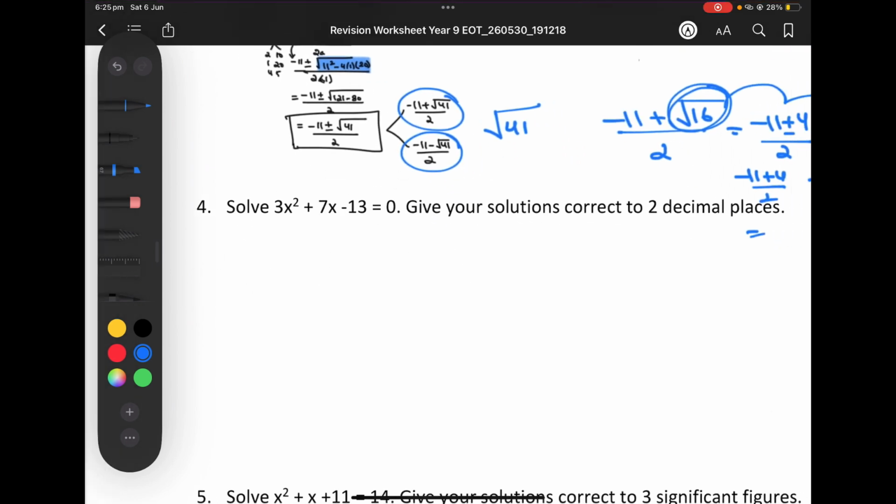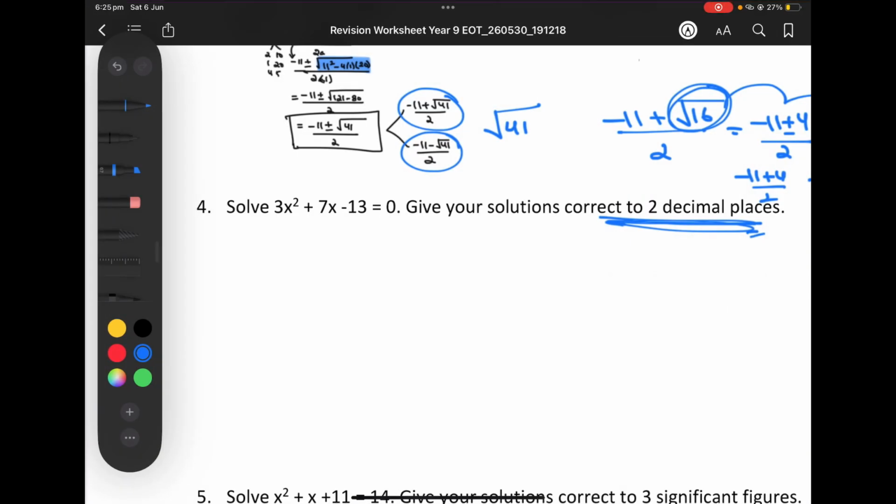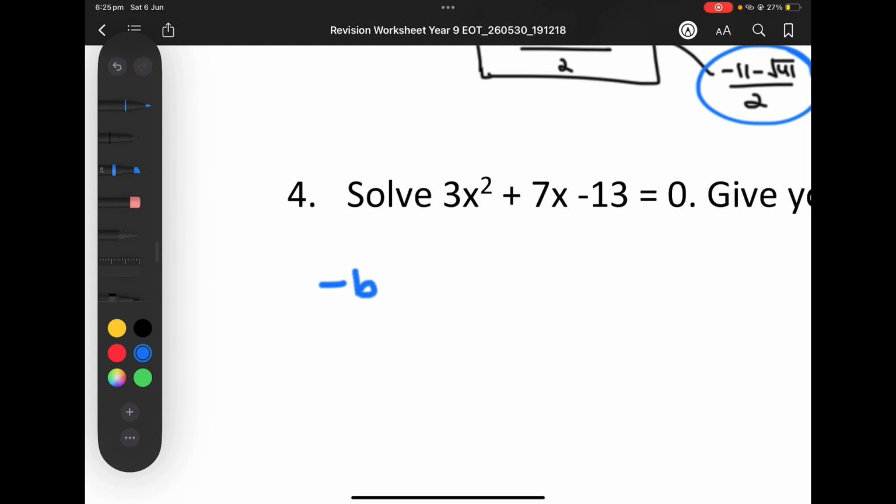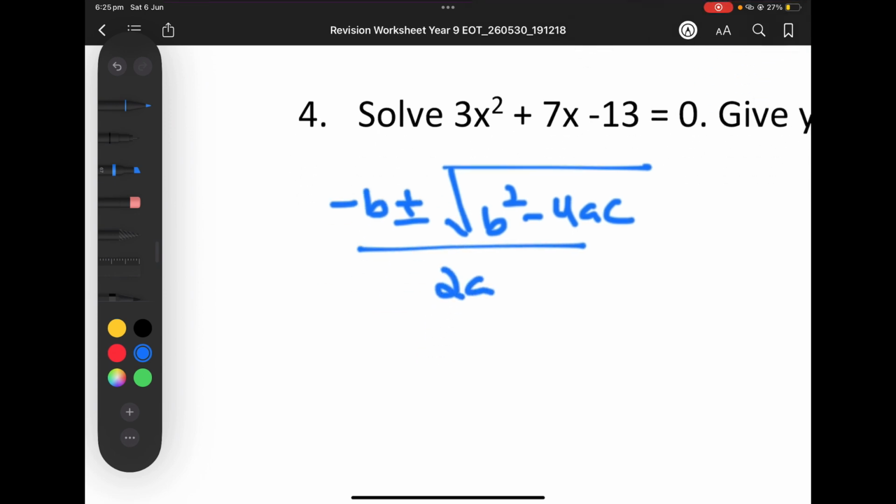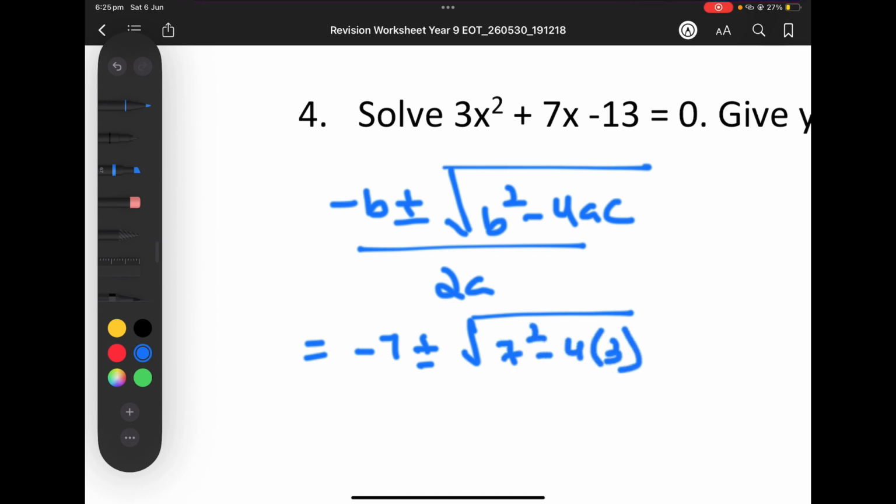Now here they are asking you to give your answer to the correct two decimal places. When they're asking me to do it for correct two decimal places, how do I do it? The same way. I go with minus b plus or minus under root of b square minus 4ac over 2a, which is the formula. Starting to substitute in my formula, minus 7 plus or minus under root of 7 square minus 4a, and then I have a minus 13 here, by 2a, that is 2 times 3.